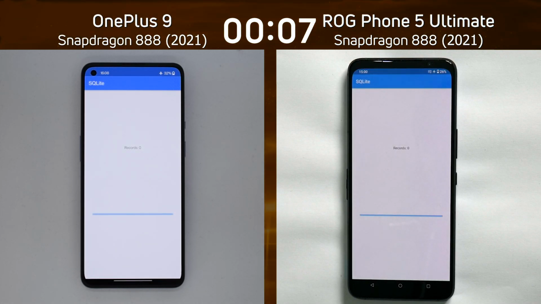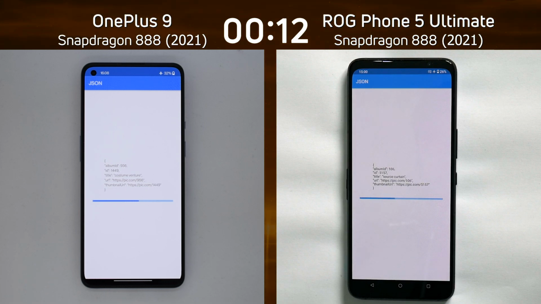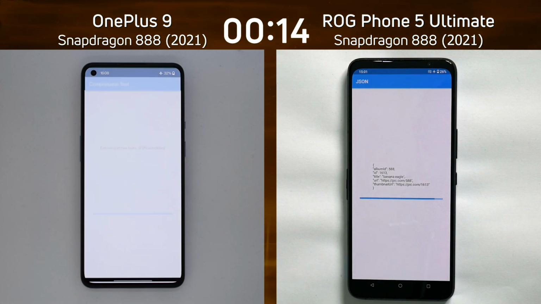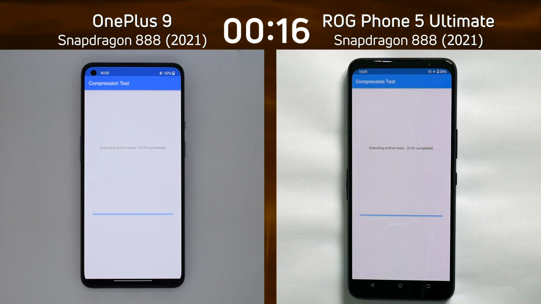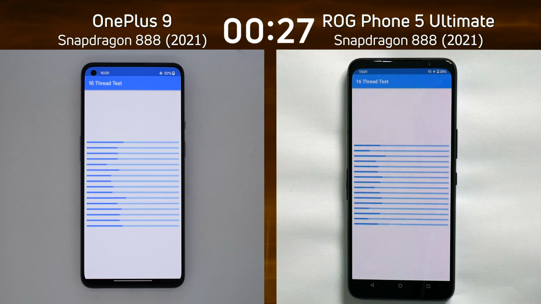And it is worth pointing out that the ROG Phone 5 is running in its standard mode, not in its X mode. So we are already now into the compression test. The first into the compression test was the OnePlus 9 by just a fraction of a second. Let's see who gets out of it first. Of course, this also tests a little bit about the internal storage, and it was the OnePlus 9, as it is now into the 16 thread test.